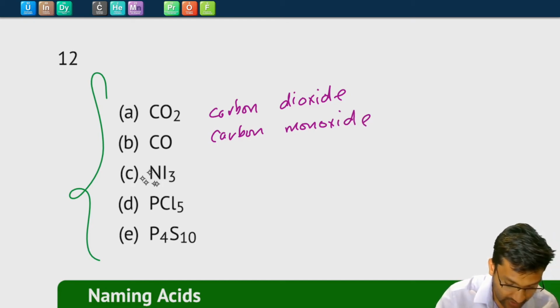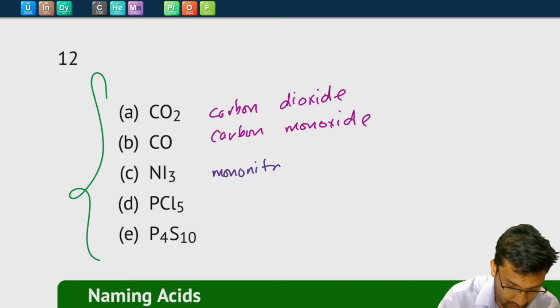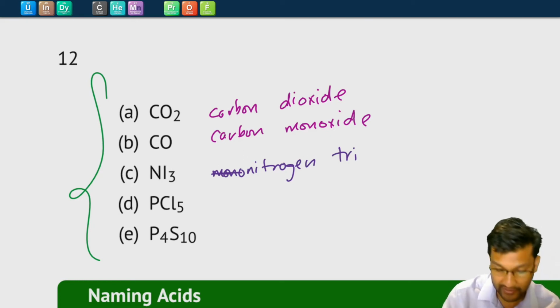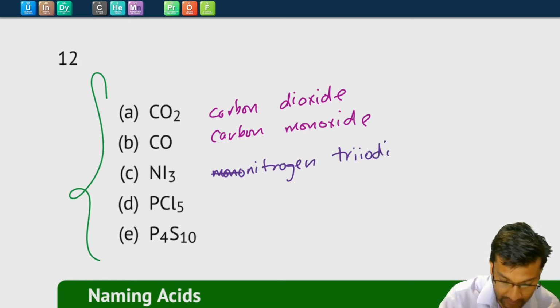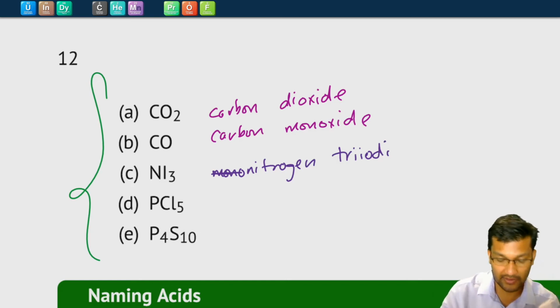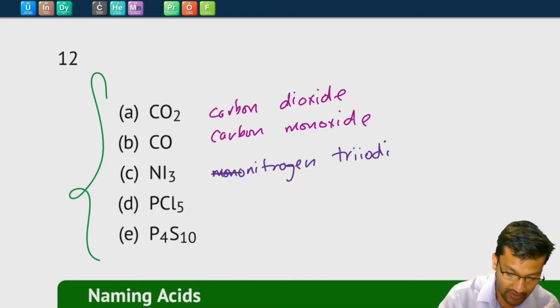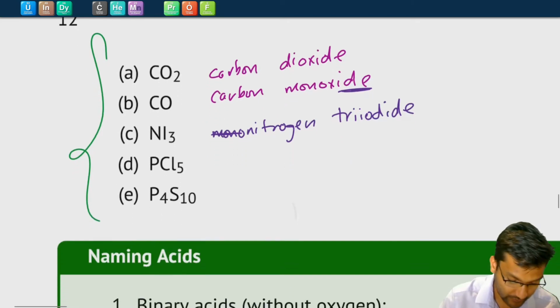Nitrogen, it's one nitrogen, so we could do mononitrogen or just nitrogen if we drop the mono. Tri, because there are three, triiodide, right? I is iodine, but the base name of iodine is iod, and we end with IDE, so iodide. So nitrogen triiodide or mononitrogen triiodide if you wish.